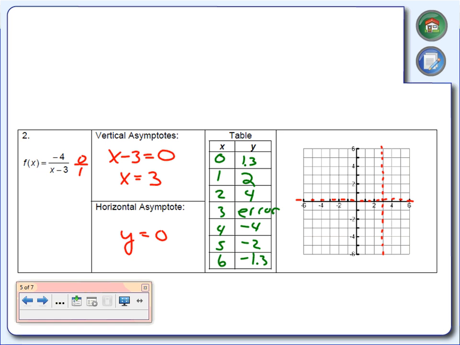So I'm going to go ahead and plot my points. You do the same thing with yours. I'm going to find 0, 1.3, which is somewhere about right there. 1, 2; 2, 4; 3, error. I can't plot that, so I'm going to go ahead and draw half of the graph. Notice I get close to the asymptote, but I don't touch it. 4, -4. Then I had 5, -2. And then I had 6, -1.3. So my graph looks something like this. Yours should do the same thing. Even if you chose different ordered pairs, we should all have the same graph.